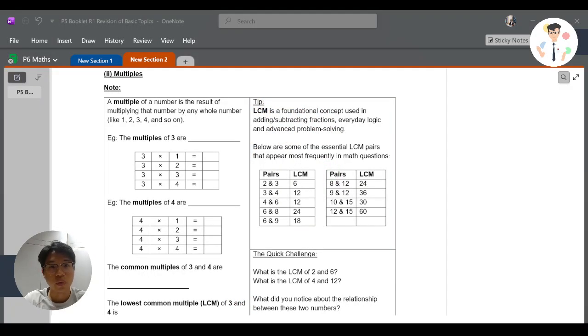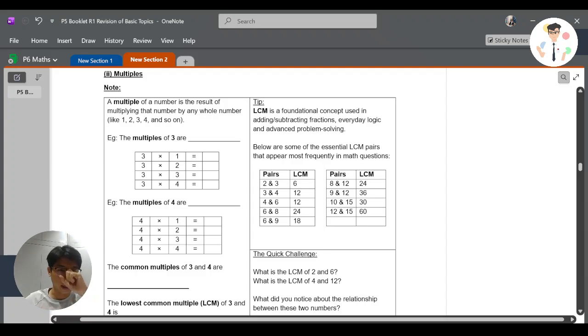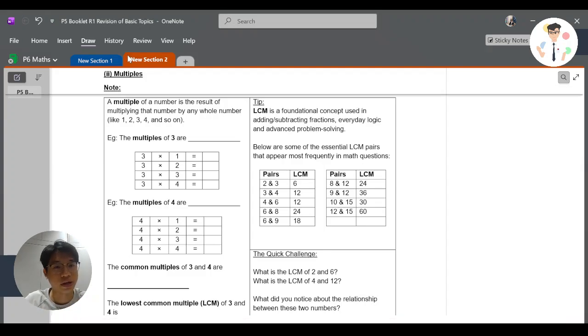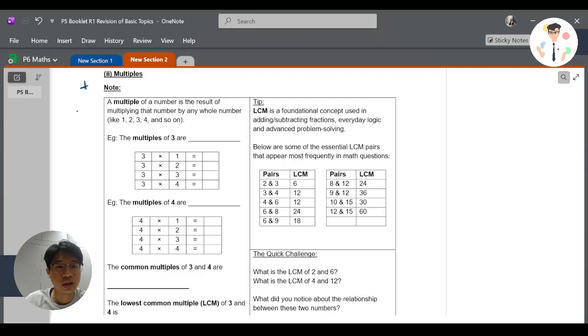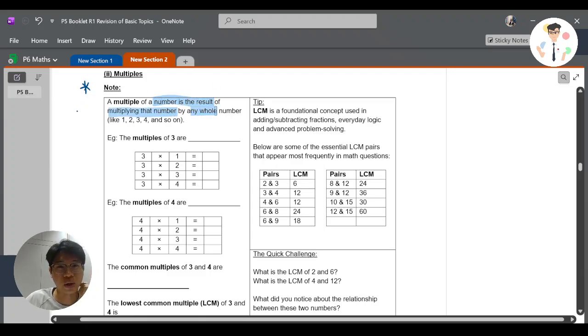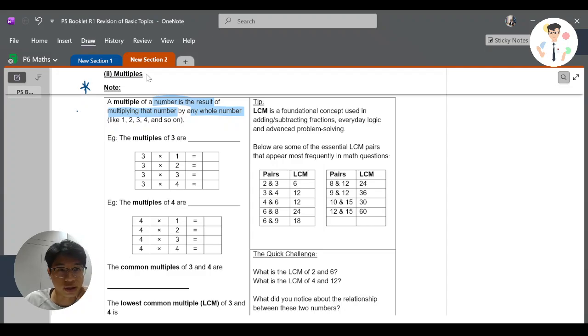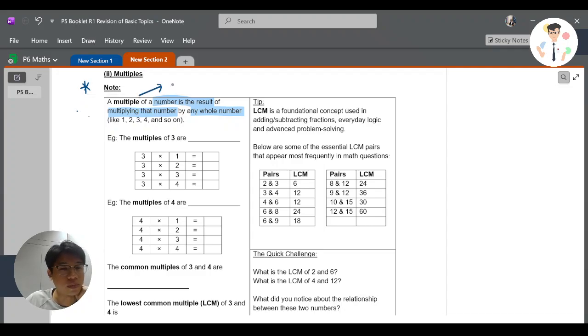Welcome back to digital class, and now we're looking at the topic of multiples. Multiple again is something that is extremely important, especially when you go to secondary school. In simple terms, a multiple means that a number is the result of multiplying the number by any whole number. A bit confusing description, but in simple terms, it's just like your times table.